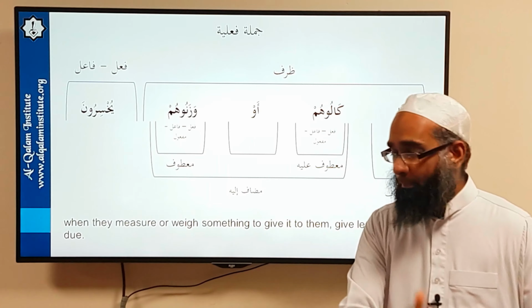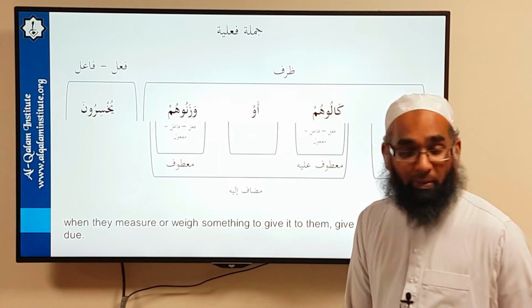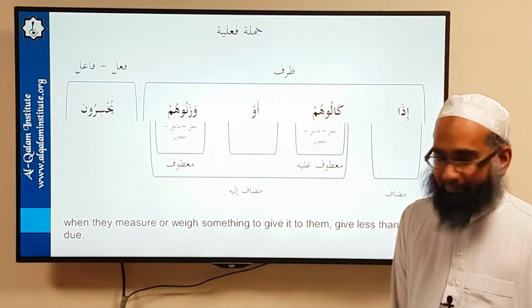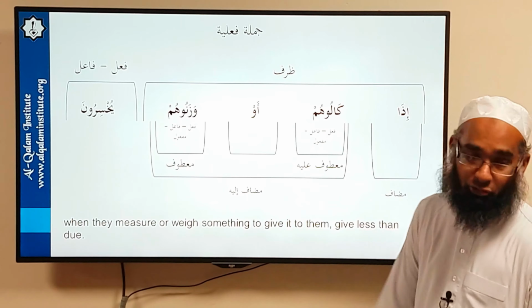Meaning, when they weigh and measure and give them, yukhsirun, khasira yakhsirun, to make a loss. I mean, they give less. But the translation is secondary. We're studying the structure, and well then you understood the structure.